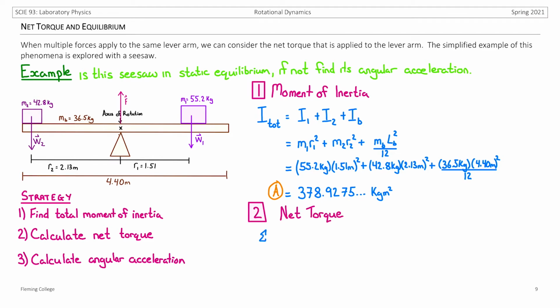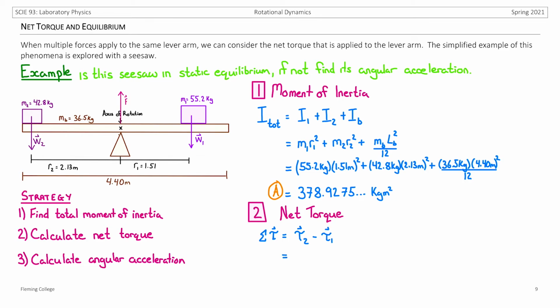So this is the sum of all the torques. Each of mass 2 and mass 1 apply torques. For our convention here, we see that mass 2 will pull down on the left-hand side, causing counterclockwise rotation, so it'll be positive torque. But mass 1 pulls down on the right-hand side, causing clockwise rotation, so it will cause a negative torque. So we'll subtract these two values.